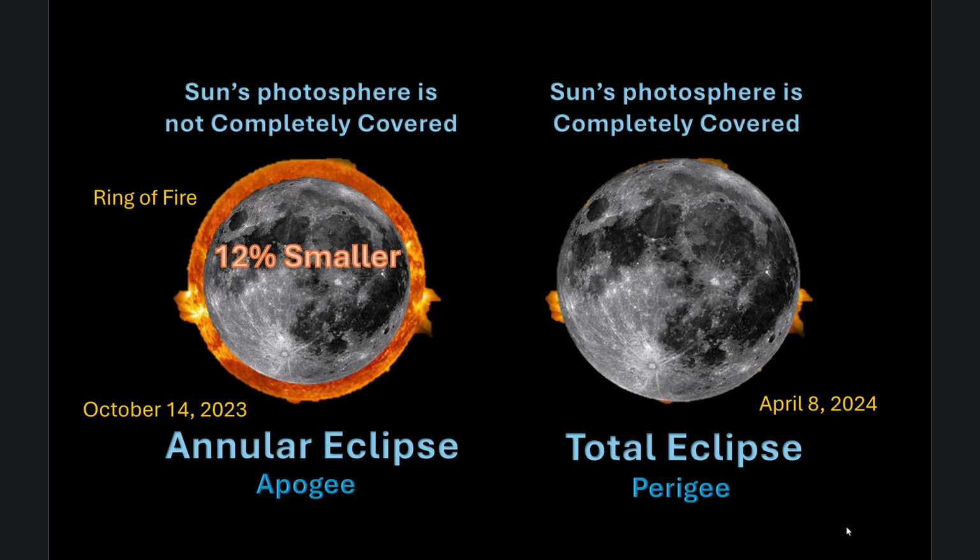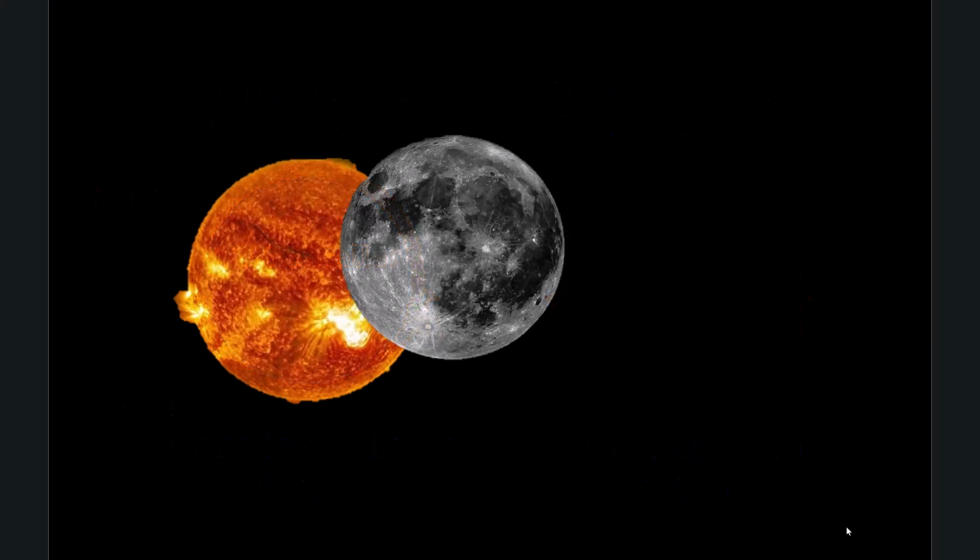It was a lot closer to apogee, and as a result, it did not completely cover the photosphere of the sun. So there was never a moment in observing that eclipse where you could take your eclipse glasses off. Even though it has a very dramatic name called the Ring of Fire, you had to have a filter on the entire time. So it didn't look anything like a total eclipse. An annular eclipse is not necessarily super special to observe, as it turns out.